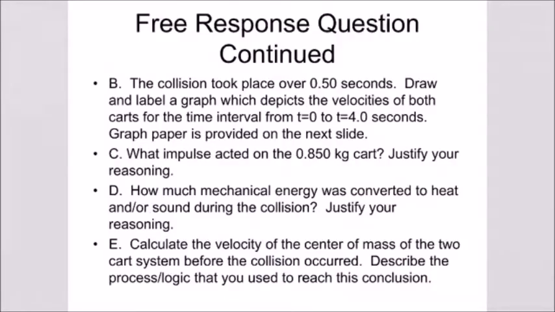Part C says, what impulse acted on the 0.85 kilogram cart? Justify your reasoning. All right, so here's the deal with that. Now let's go to a blank space so we'll have a little room to work. We know that impulse, J, is equal to change in momentum, delta P. We could write that as F delta T equals M delta V.